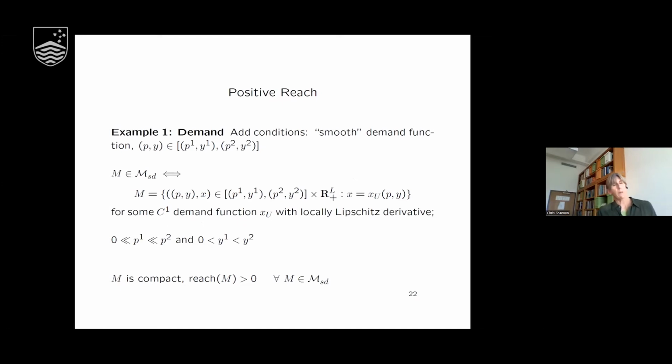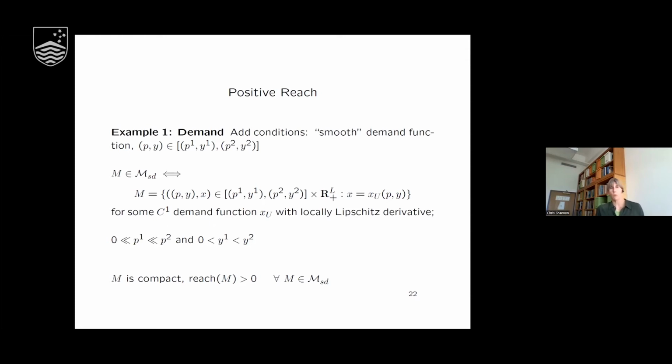Okay, so for example, in the demand case, I'm going to add two additional conditions. The first is that these are generated by smooth demand functions that I'll define in a second. And the second, that the prices and incomes that are observed are drawn from some fixed interval, for example. So this means I'm looking at a restricted class of models that are now graphs of demand functions for the restricted price and income pairs in this interval, and in addition, I'm going to think that the demand function is a C1 function that has a locally Lipschitz derivative. So I'm going to make the assumptions directly on the demand function here.